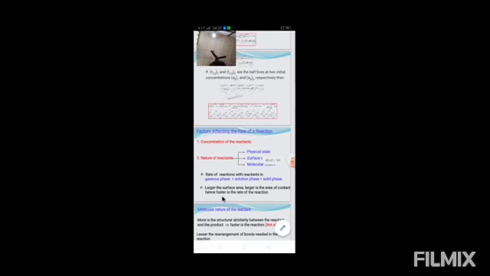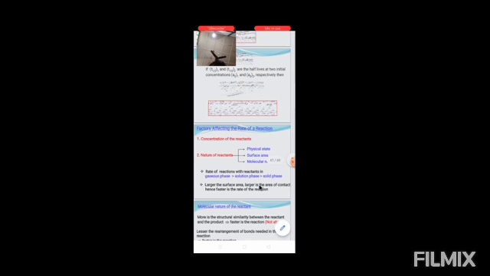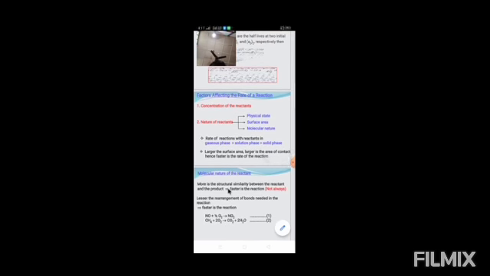Larger the surface area, larger is the area of contact, hence faster is the rate of the reaction. This is how it depends on the surface area, and the second is how it depends on the physical state. Now let us see the molecular nature. The more the structural similarity between the reactant and product, the faster is the reaction. Lesser the rearrangement of bonds needed in the reaction, faster is the reaction. Due to this, the rate depends on the molecular nature of the reactant.